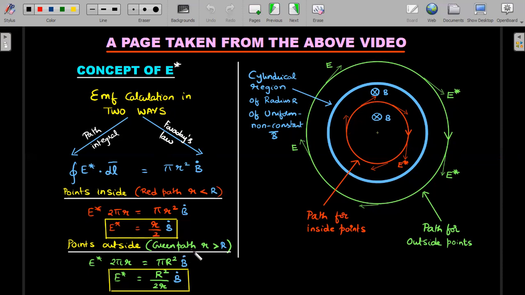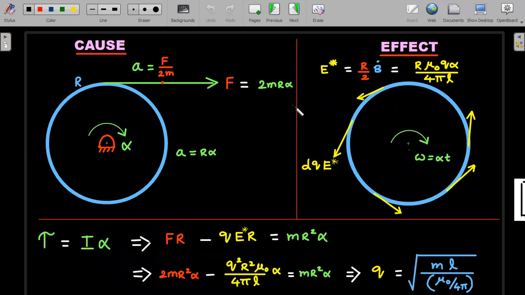Whereas in this particular problem, since the charge exists only on the surface, I would require the value of E star on the surface. You could use any of these formulae because it will be a continuous function, and the value of the E star at the surface of the cylinder, which is rotating in this problem, would be capital R by 2 dB by dt, or B dot. So if I take that into account, now we're back to the problem.